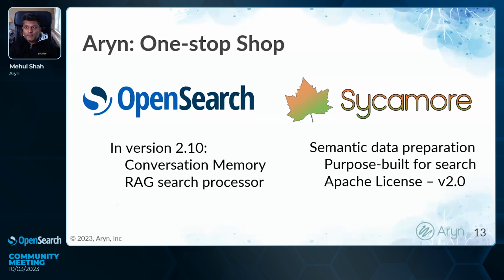And then the second thing that we've added is a brand new semantic data preparation system, purpose-built for search. We call it Sycamore. It's also Apache licensed V2. It is a Python native data flow system for processing unstructured data using LLMs so that you can do things like chunking, enrichment, information extraction, creating embeddings for semantic search, and so on.